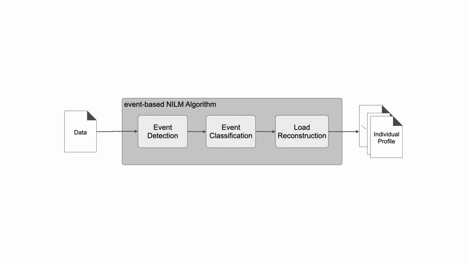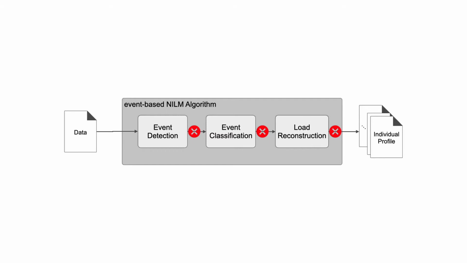These divide the disaggregation step into three substeps. First, events are recognized in the aggregated load profile. Second, these events are classified, so basically they are related to their corresponding appliance. And third, the individual load profiles are reconstructed from the series of events and a priori knowledge. We can see that event-based systems can produce errors in each of the three steps. Moreover, if we want to evaluate each step individually, we require different ground truth data.